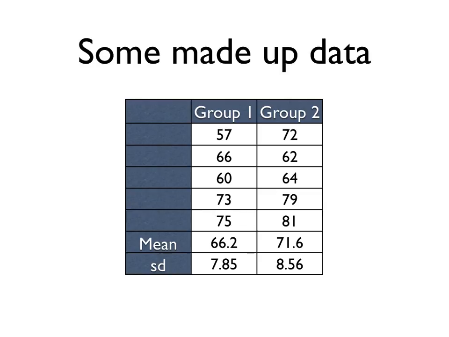But I got two groups here. One has a mean of 66.2. One has a mean of 71.6. Standard deviations, respectively, 7.85 and 8.56. So we have two groups here. I don't know what these are. They could be a set of test scores, I guess. Looks like it. Could be. So they're just some made-up numbers.